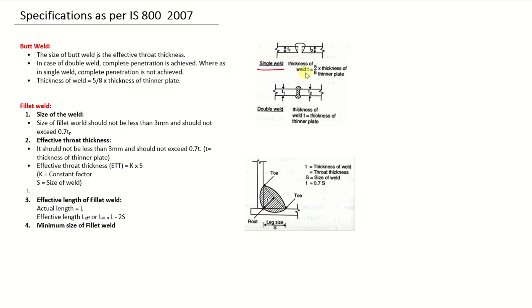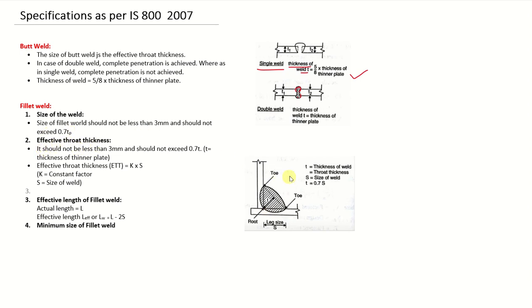So for single weld with incomplete penetration, the thickness of the welding T is 5/8 times the thickness of the thinner plate. This you need to remember. And in double weld, the thickness of the weld is the thickness of the thinner plate. So that's the only difference you need to observe for single weld and double weld: incomplete penetration, complete penetration. If you compare the fillet weld, the size of weld should not be less than 3 mm and should not exceed 0.7 times the plate thickness.